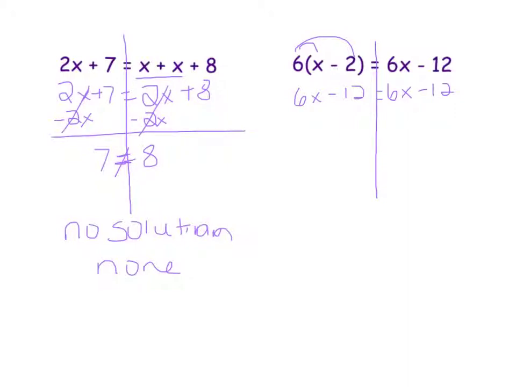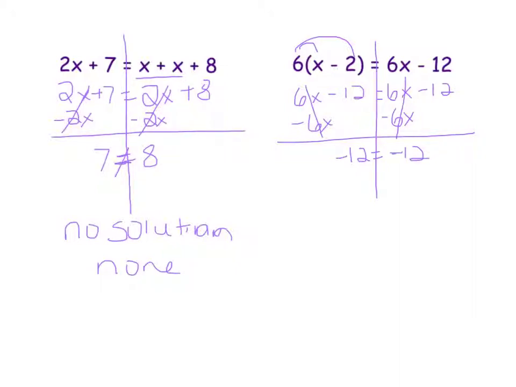I see variables on both sides, so I'm going to get rid of one of them. I'm going to subtract 6x. Now I'm left with 6x minus 6x. It cancels, so I'm left with negative 12 over here. 6x minus 6x cancels. I'm left with negative 12 over here. Negative 12 does equal negative 12.